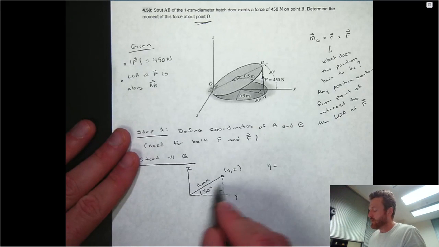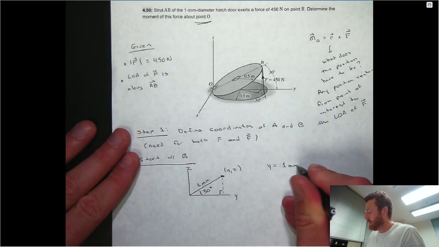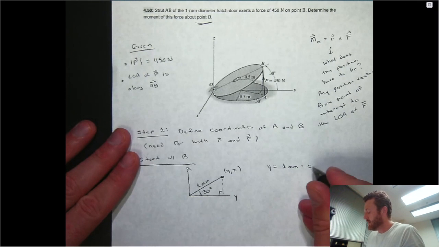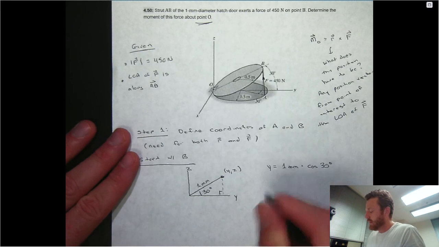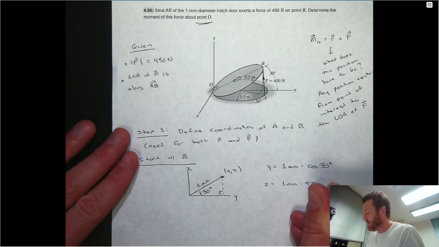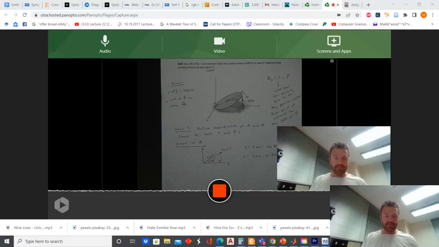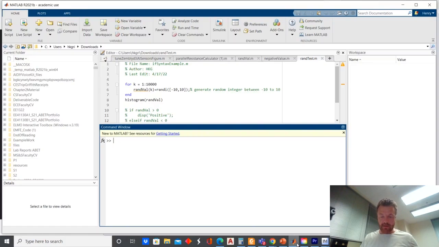I can say that the coordinate of Y is the hypotenuse, which is 1 millimeter, times the cosine of 30 degrees. And the coordinate of Z is 1 millimeter times the sine of 30 degrees. And in normal times, these are things that I would just read off.